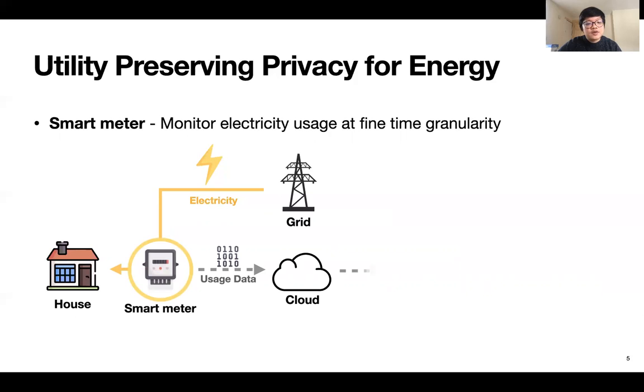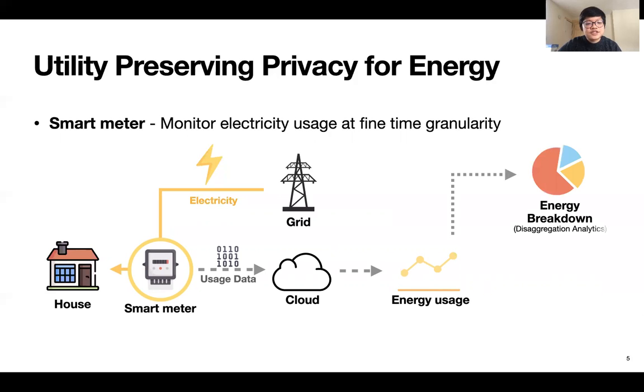Then the smart meter will upload the electric usage data to the utility company server so they can use it for billing. The energy trace can be used for further analysis, such as energy breakdown, which can give us more detail about how we use electricity. For example, it can tell homeowners that last month they used 70% of electricity for cooking, 20% for cleaning, and 10% for others, which is useful for the homeowners.